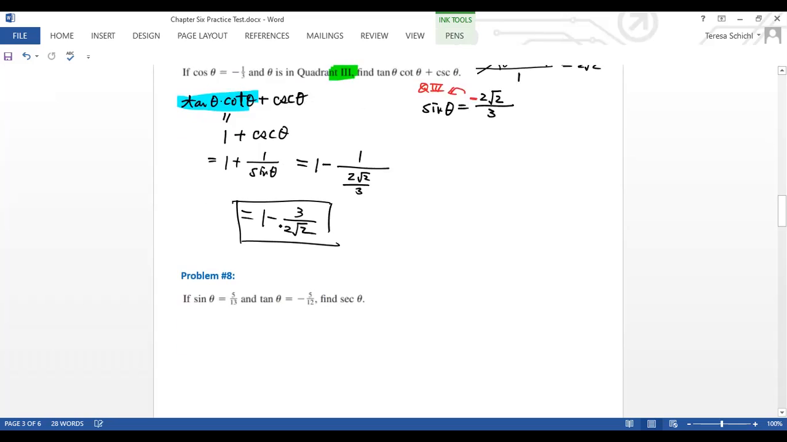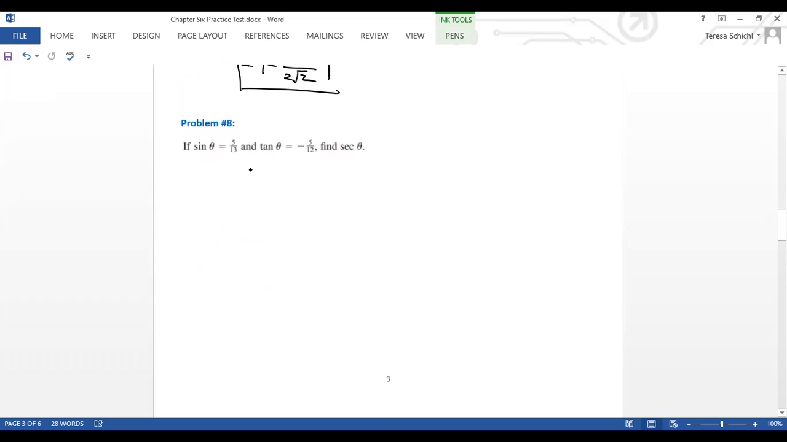Okay, so now the next one. We said, if sine theta equals 5 over 13, and tangent theta is equal to negative 5 over 12, find the secant theta here. You can have several ways. You can do the triangle, or you can do it this way: you use the tangent identity.